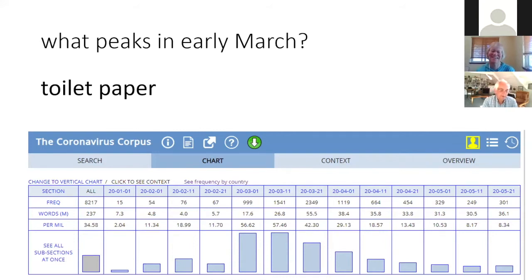So this corpus procedure enables one to get hold of something and see how it goes up and down in time. And this is what I've been interested in doing for quite a long time, and that's really the topic of my talk today.